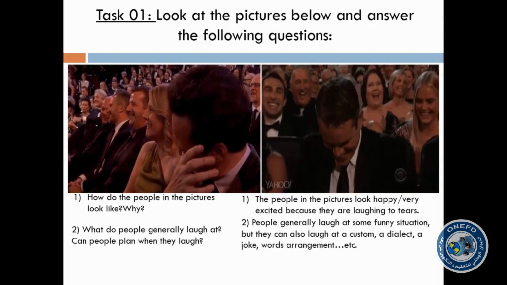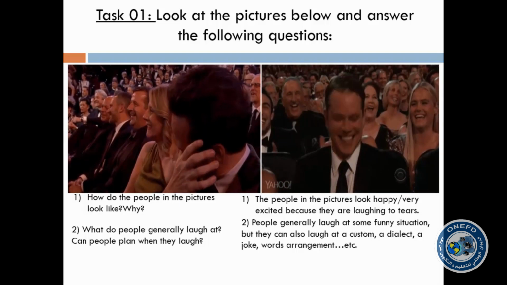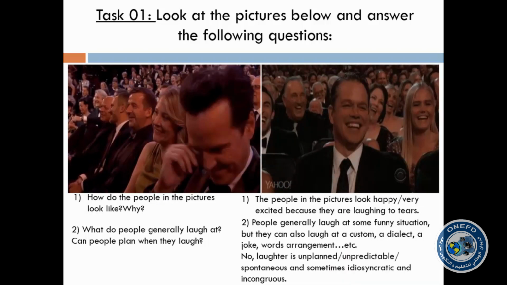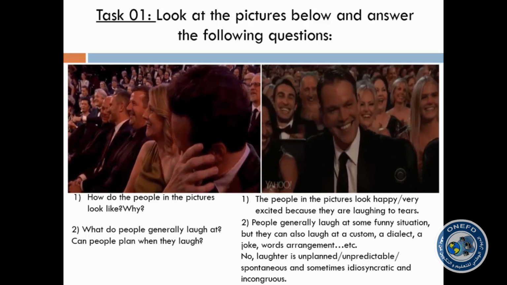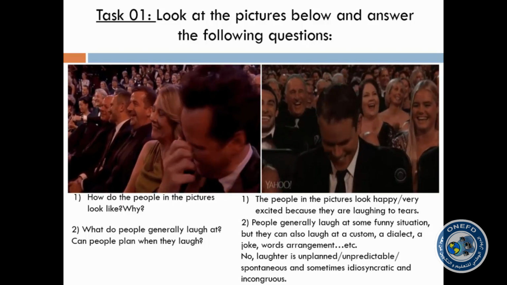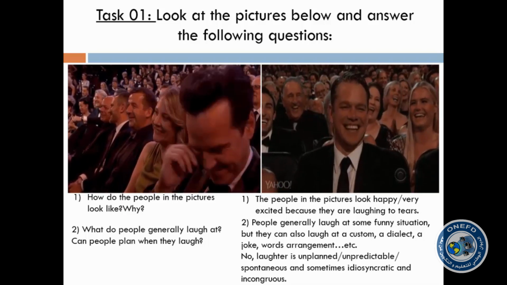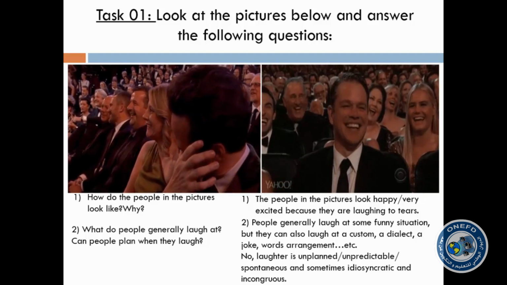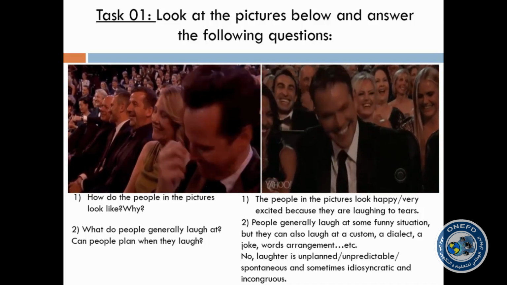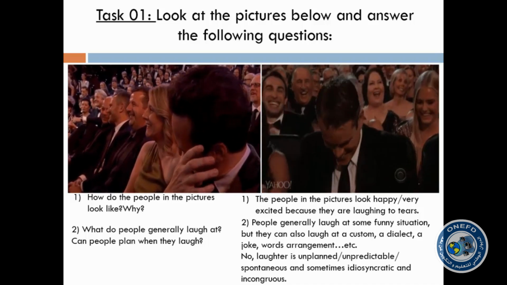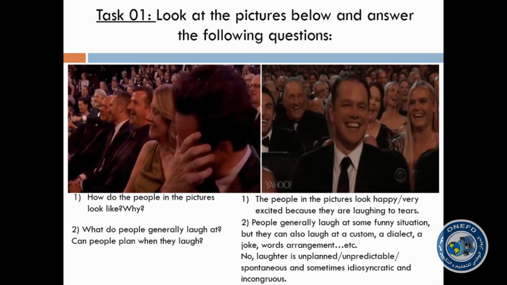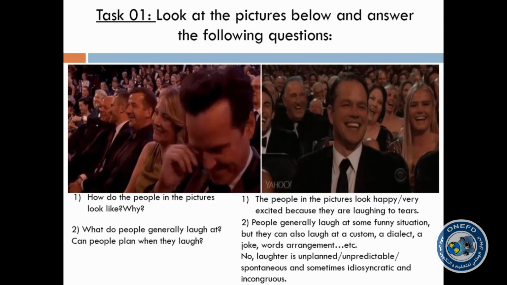And how is it possible that people can plan when they laugh? Is it possible? Well, no. Laughter is unplanned. It's unpredictable, spontaneous, it's random. We cannot plan it. And it is idiosyncratic, meaning that it is special from one person to another. What you find funny, some person would not find it funny. And it is incongruous. It does not match the whole requirements of what is funny or not.